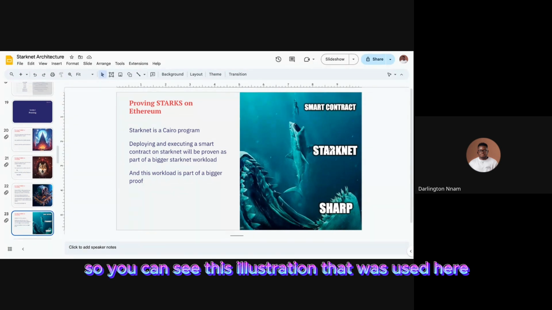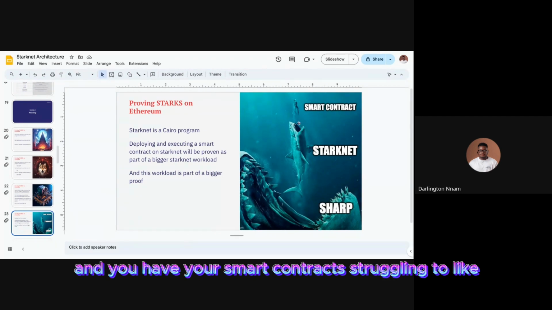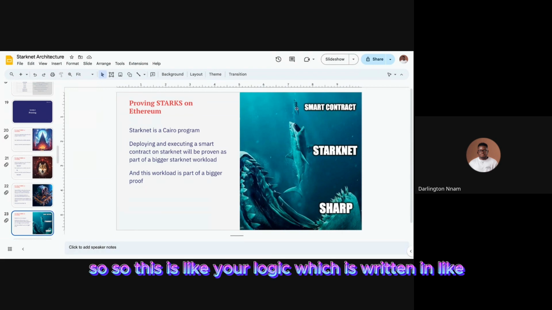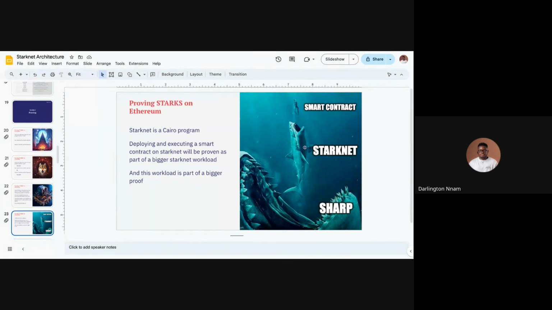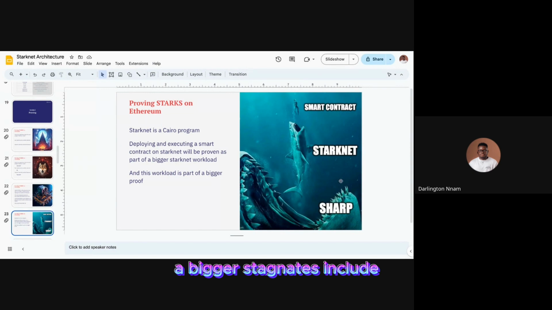So you can see this illustration that was used here. You have the Sharp prover, you have Starknet, and you have your smart contract, which we're going to explain in detail. This is your logic, written in Cairo and sent to Starknet, and all the logic you write is proven as part of a bigger Starknet workload, which is basically sent to the Sharp prover.